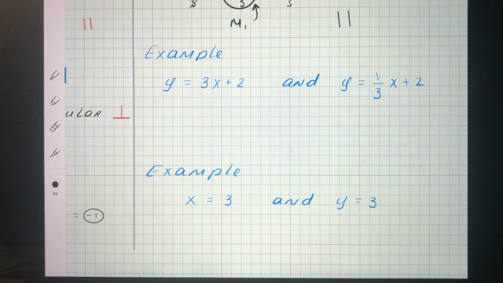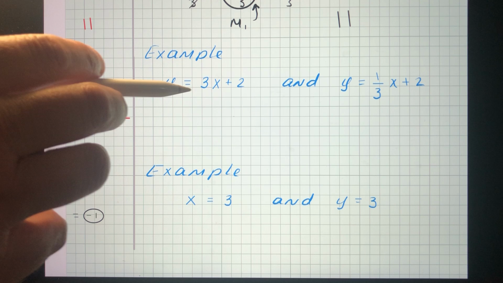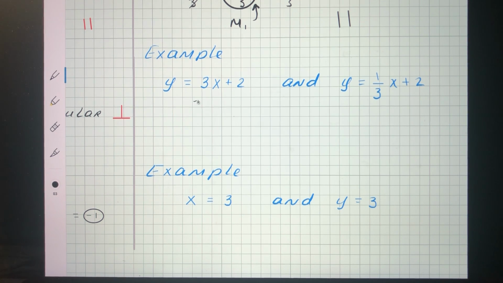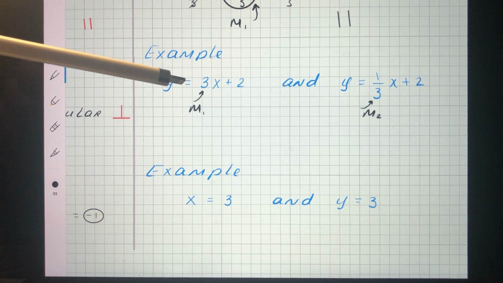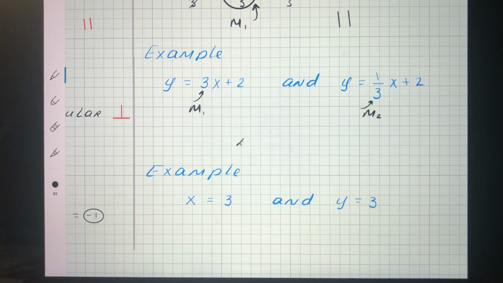Example number 3. Both equations are solved for the y. We read the slope for the first line, it's 3. The slope for the second line is 1/3. The numbers are reciprocals of each other, but they are not negative reciprocals. So if we multiply the two slopes together, we're going to get +1, not -1 that we need to prove that they are perpendicular. So these lines are neither parallel, because slopes are different, nor are they perpendicular. The answer is neither.